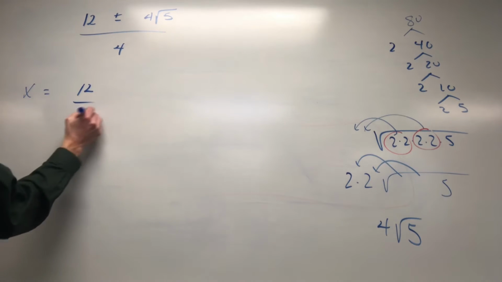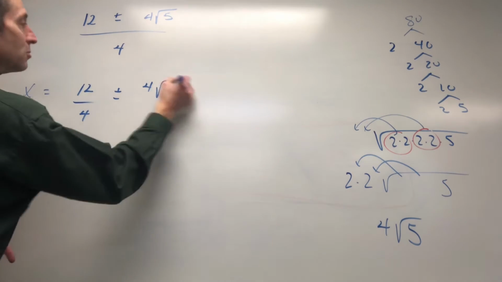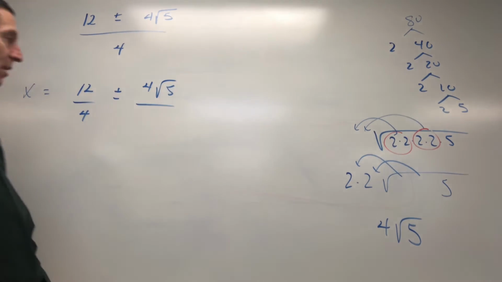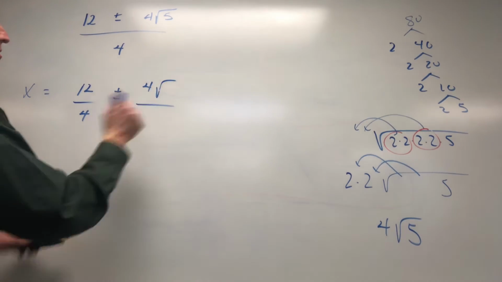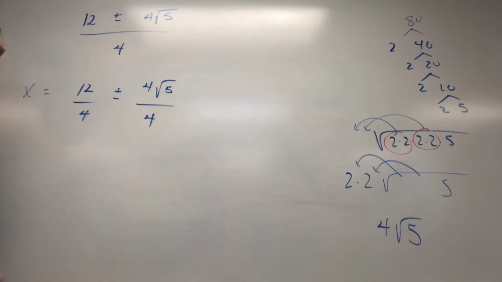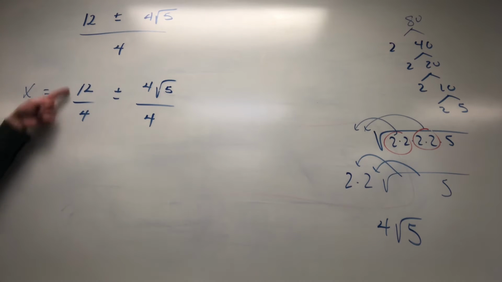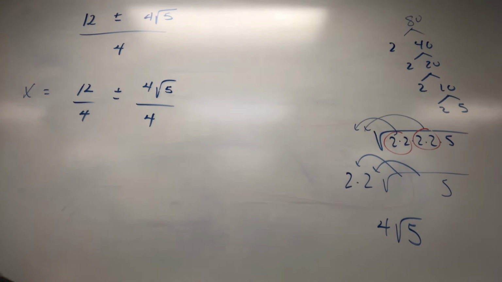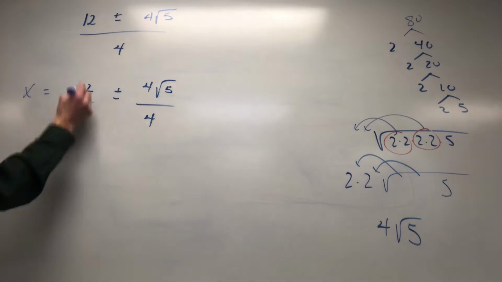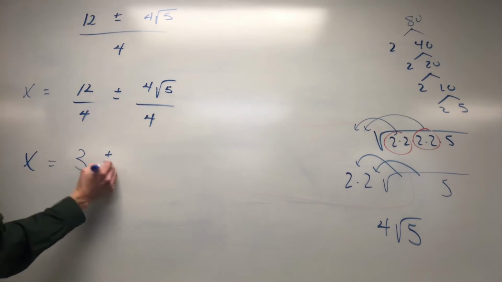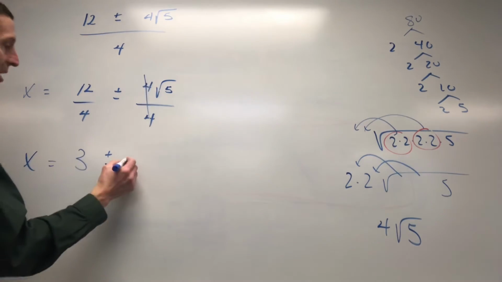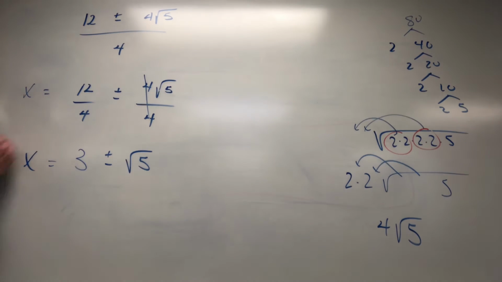So we'll do 12 over 4 plus or minus 4 square roots of 5. Ooh, that's a bad looking 5. Over 4. Now it's pretty handy. You're like, 12 divided by 4, 4 divided by 4. Like, I got this. So this is 3. This is plus or minus. Those cancel, and that's just square root of 5.